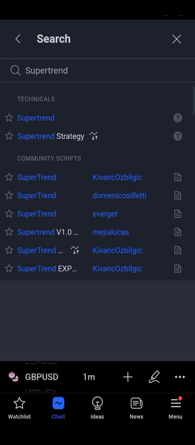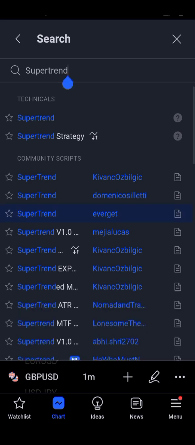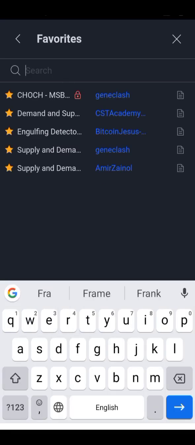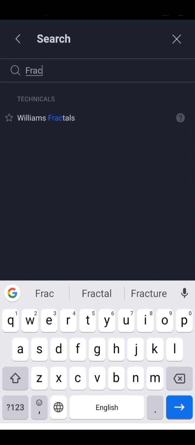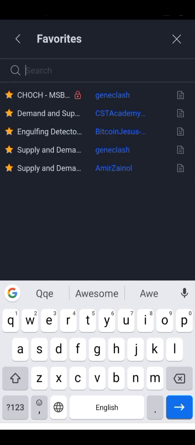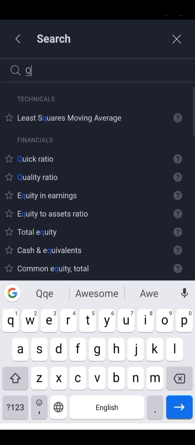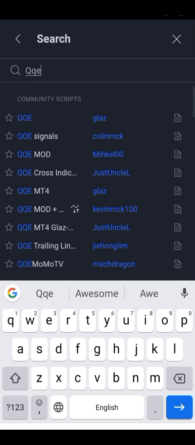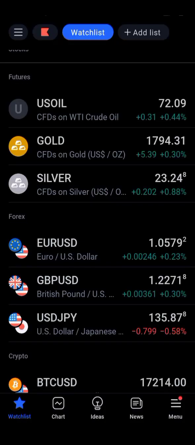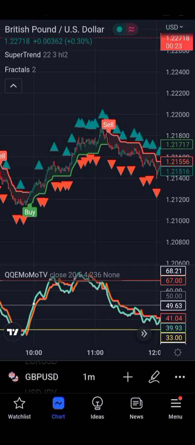Okay guys, now go to the second indicator. Search here for Fractal. So check Fractal and click on OK. And the last indicator, QQE Momo. So search QQE Momo, check below QQE Momo and click on OK.